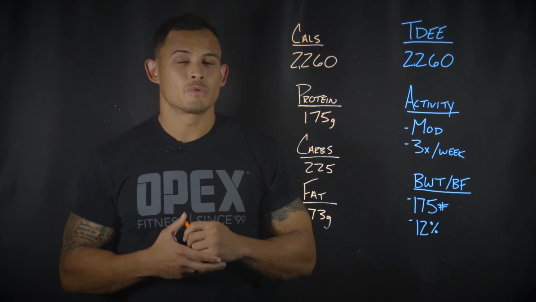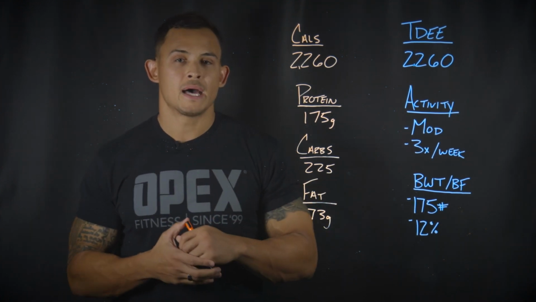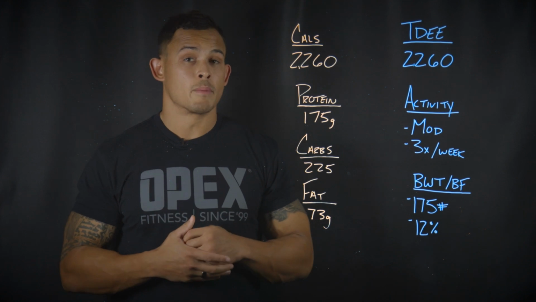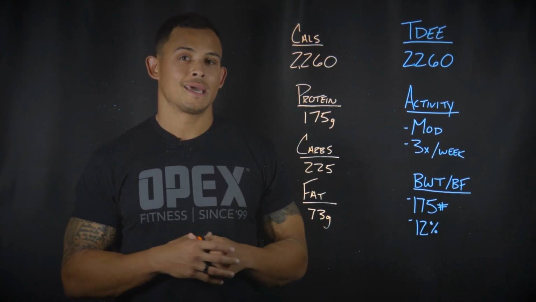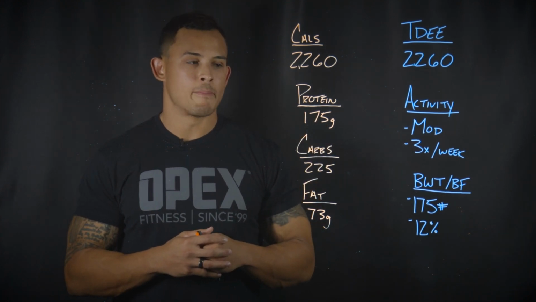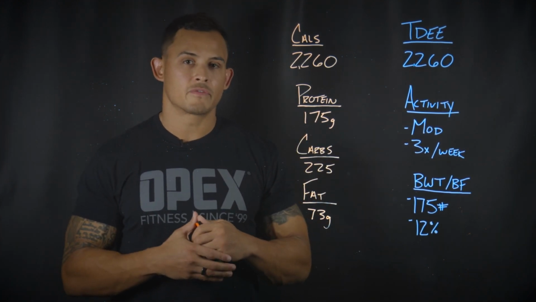So if that's the case with one of your clients, look at their lean body mass, and just to be safe, give them 1.2 to 1.5 times their lean body mass in protein, and you'll come up a little bit shorter than where I'm at, but that's how I got to 175 grams.